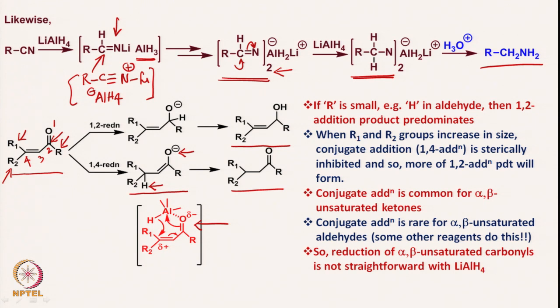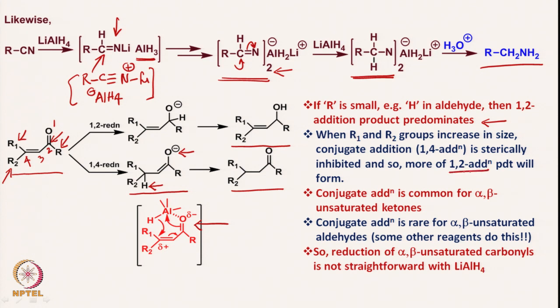If R is a small group like hydrogen in an aldehyde, then the 1-2 addition product dominates. This is what is observed. When R1 and R2 substituents increase in size, conjugate addition is sterically inhibited. Obviously, when we have R1 and R2 which are big in size, attack of the hydride at the fourth carbon would be inhibited and more of the 1-2 reduction takes place.